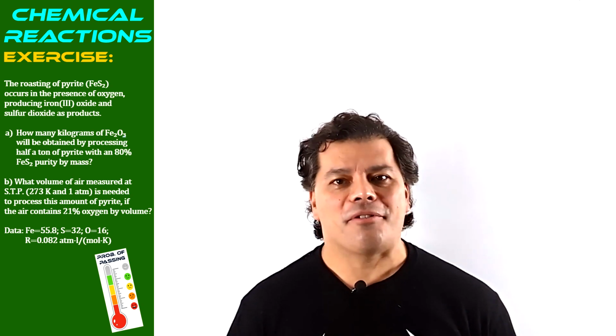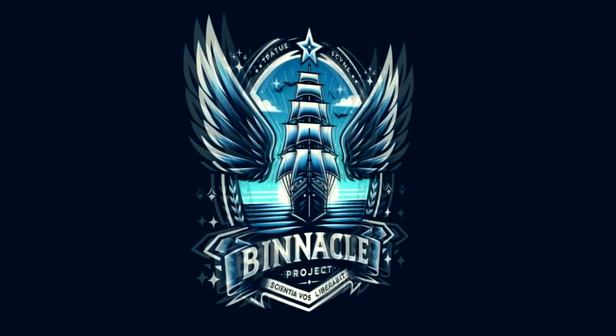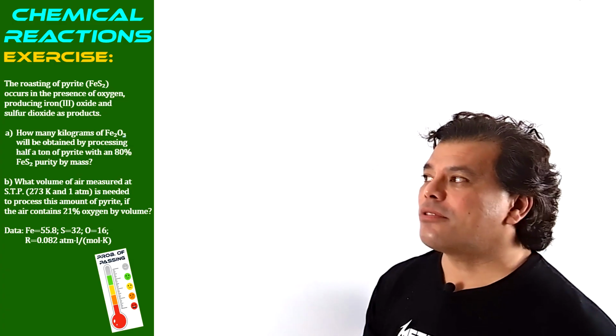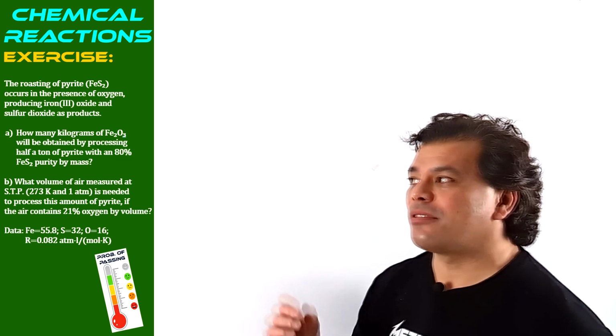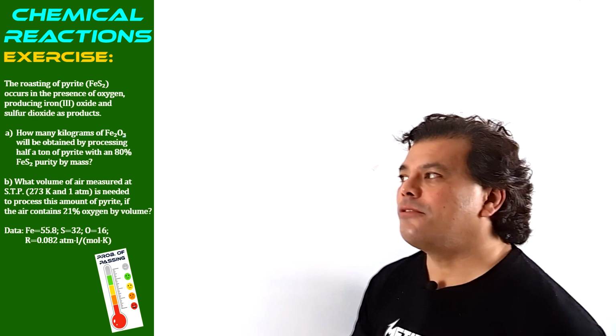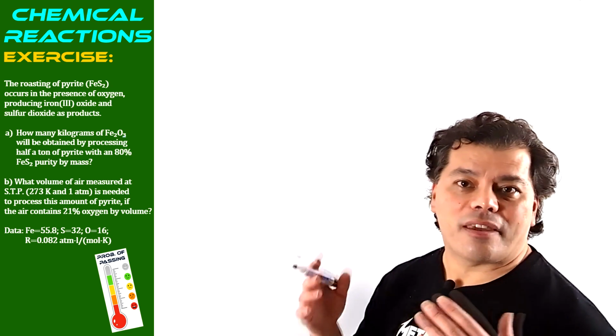And another stoichiometry problem, now working with pyrite. Let's read together the statement. It says that the roasting of pyrite occurs in the presence of oxygen, producing iron 3 oxide and sulfur dioxide as products. So the first thing we're going to do is to write the chemical equation.